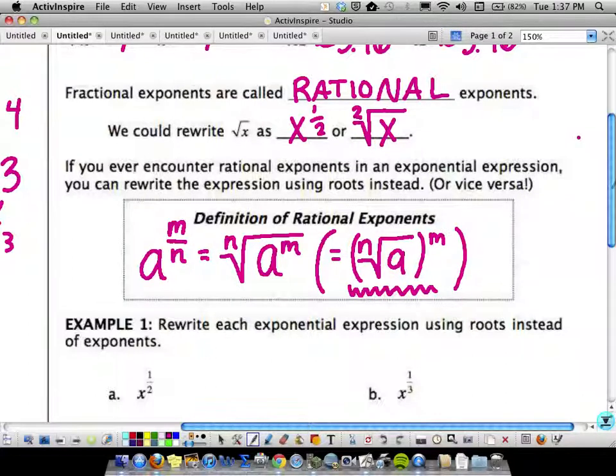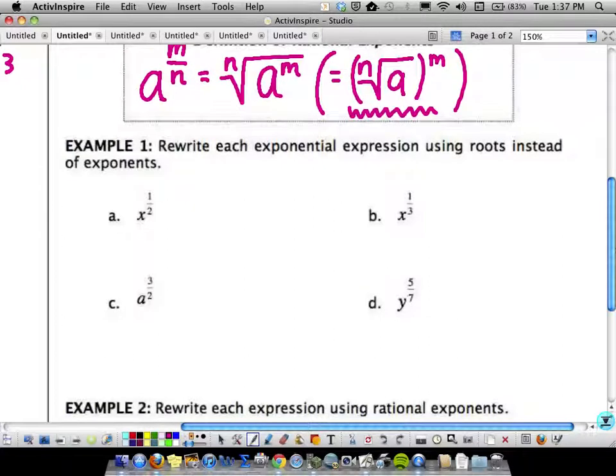Let's take a look at a couple examples. So the instructions say to rewrite each exponential expression using roots instead of exponents. So that's what we're going to do. On part A, we have x to the 1/2 power. We're going to rewrite this using a root. All you have to do is really memorize where these pieces go. The denominator of the fraction is the type of root we're taking. The base goes right under the radical. And then the numerator of the fraction is the exponent on that base.